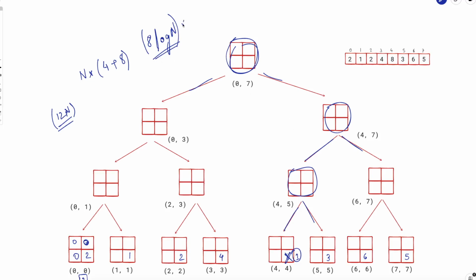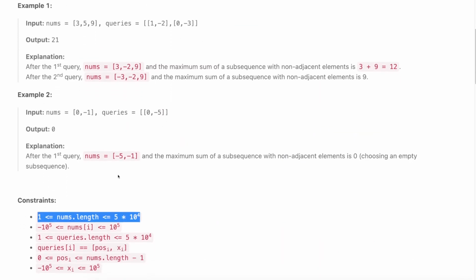Basically you will be doing this operation q number of times. So the overall complexity is 8 q log n, multiplied by a very small constant factor, which is 8, and this will pass the given time constraint.